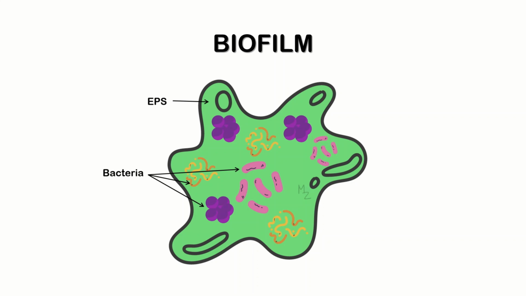This is how a biofilm looks. The outer green color is the EPS, and inside it there are certain microbes. These are bacteria: the cocci, spirals, and rods.